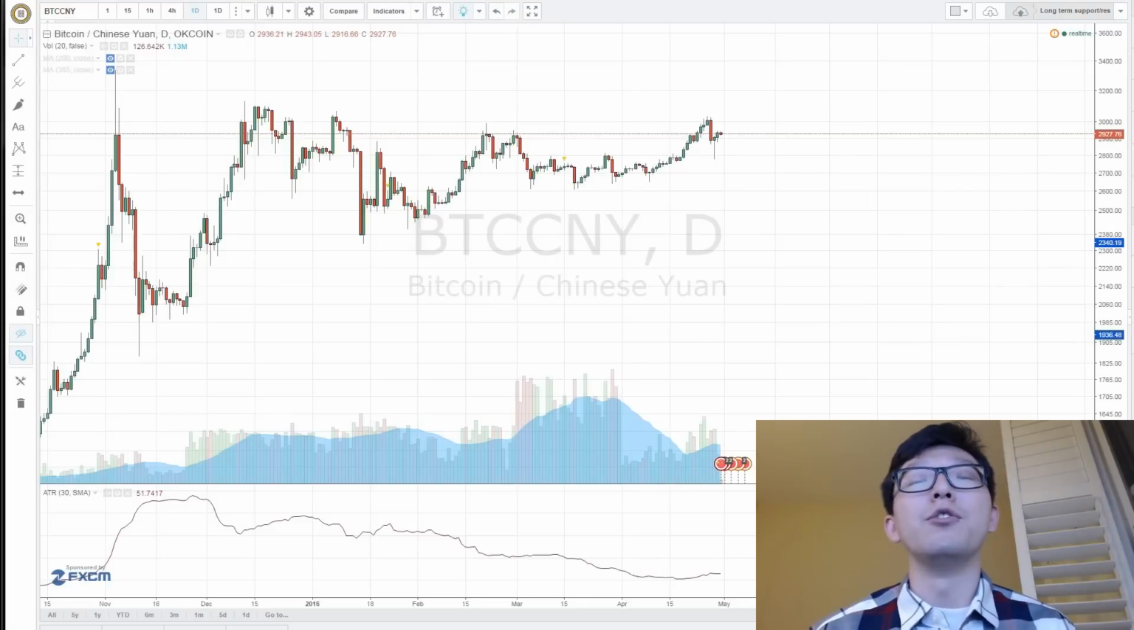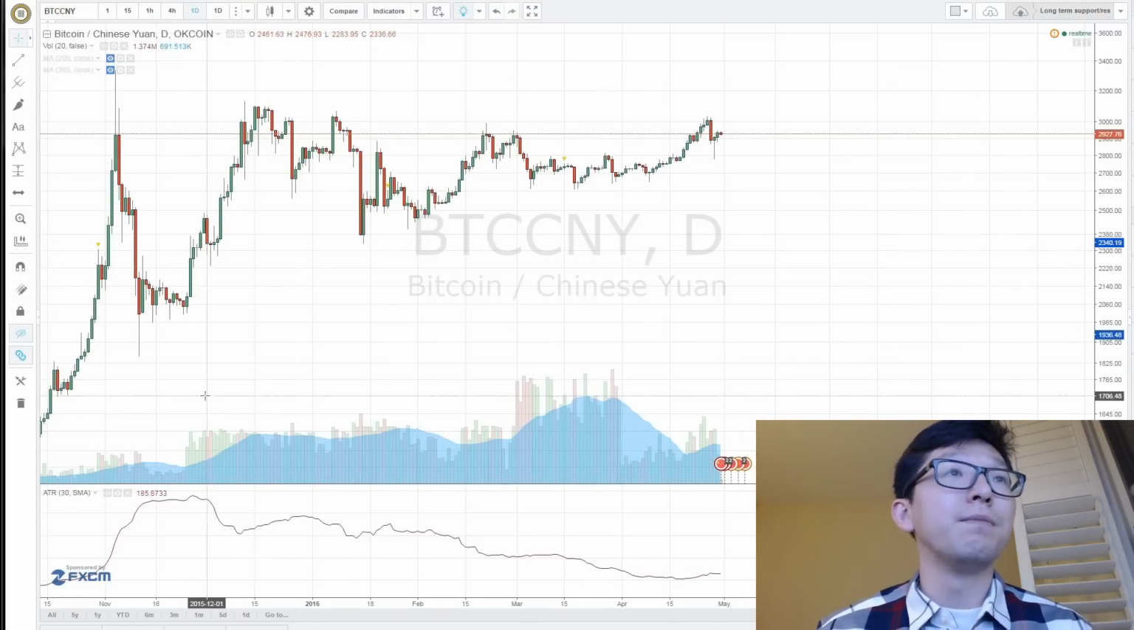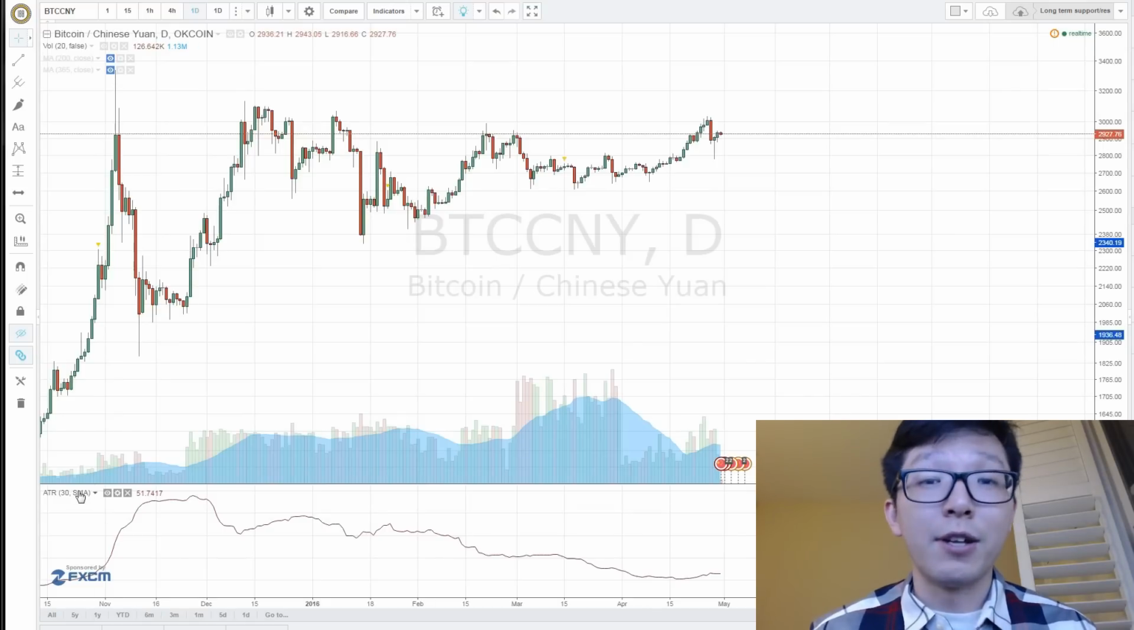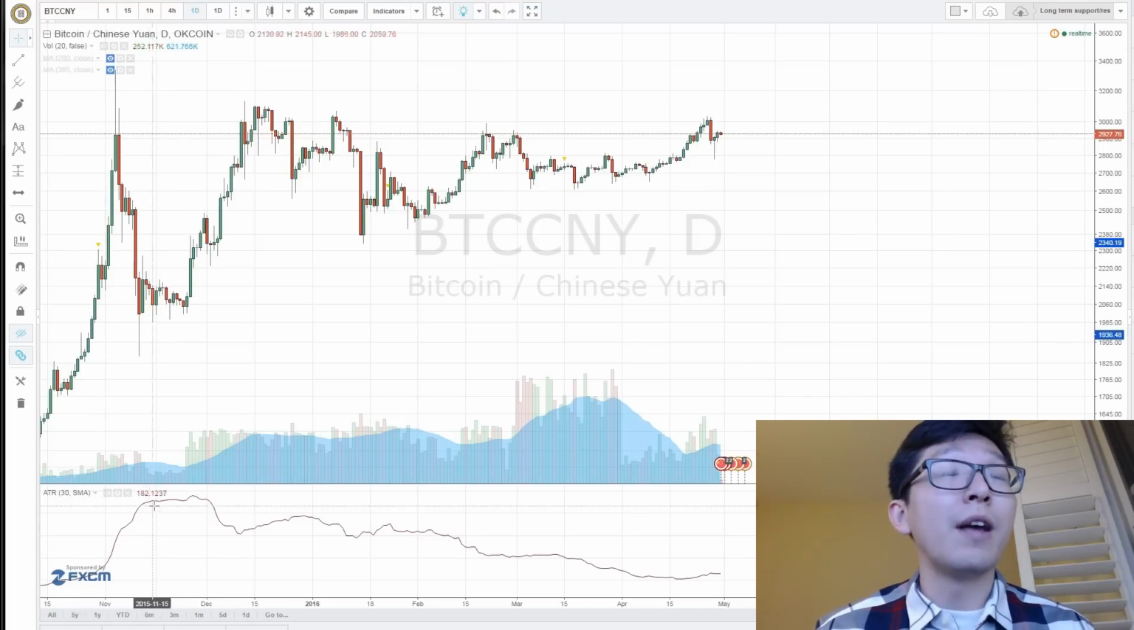So what is average true range? It is effectively a measurement of volatility. This is the 30-day moving average, SMA, like we learned from our last tutorial. Moving averages are part of many indicators. So this is a 30-day moving average of average true range.